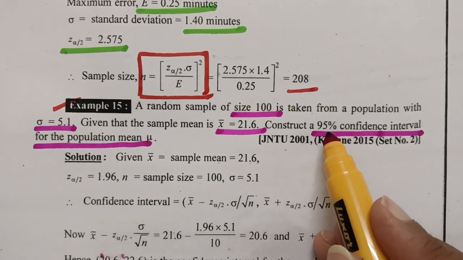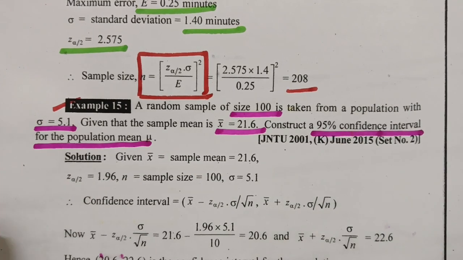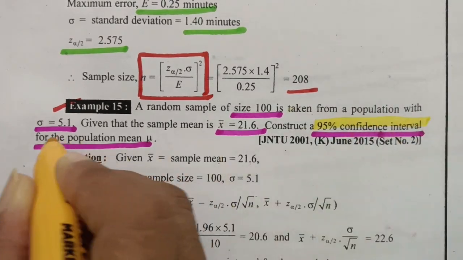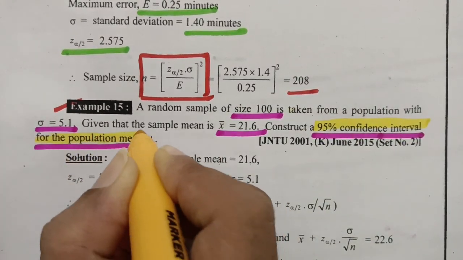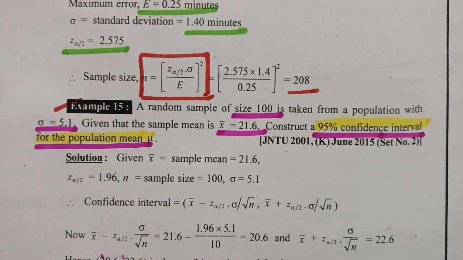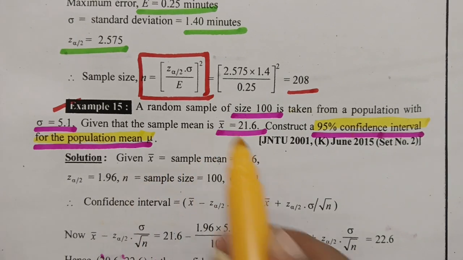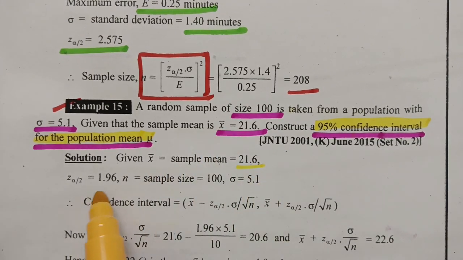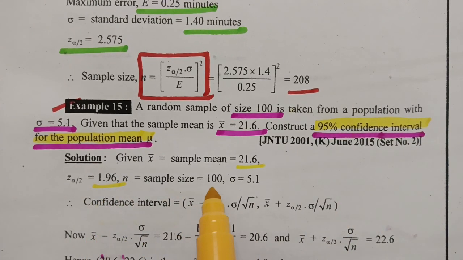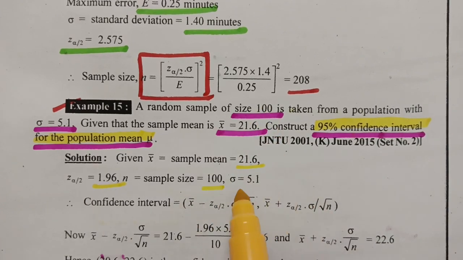So here we have to construct the 95% confidence interval for the population mean mu. So the confidence interval is asked. What all is given: as usual, x bar is given as 21.6, and for a 95% confidence interval, Z alpha by 2 is equal to 1.96. The sample size is 100 and the sigma value is 5.1.